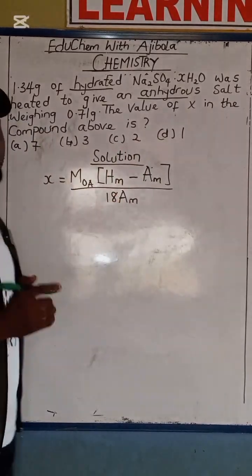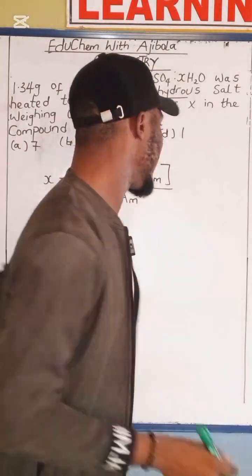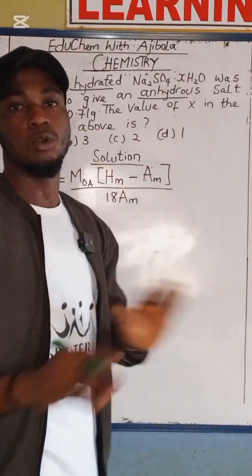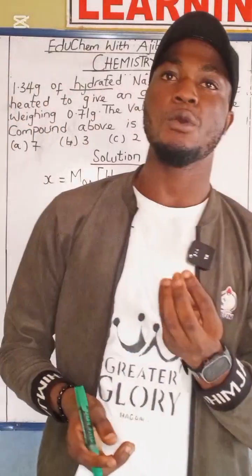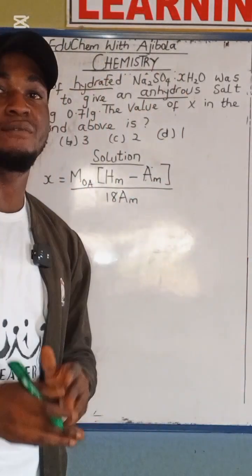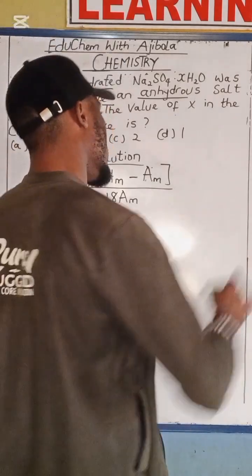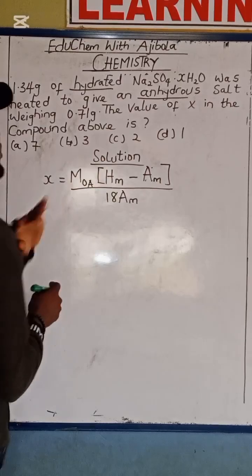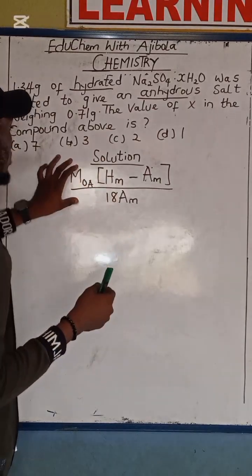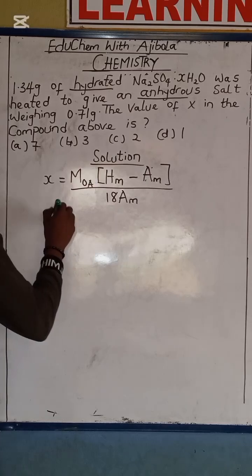This is the molar mass of the anhydrous salt, mass of the hydrated salt, mass of the anhydrous, multiplied by 18. So some people might be curious, how is 18 coming into this formula? 18 is a constant, the same way we have our constant, which is 0.693 when it comes to half-life. Remember, our formula for half-life is 0.693 over k, which is the decay constant. But that aside, let's begin to fuse in our parameters.